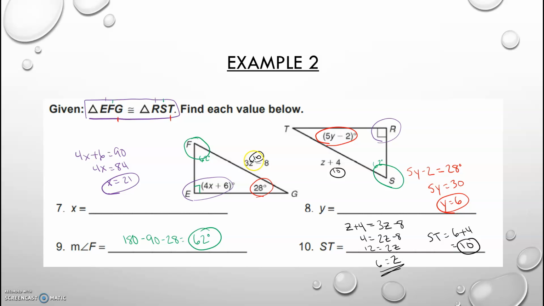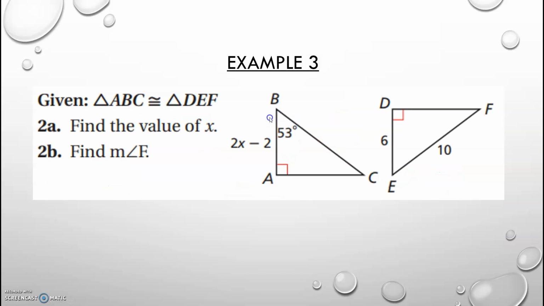All right, so that's using those congruent statements to solve for different things. This is a very colorful slide. All right, same concept here. They give you that congruent statement. Triangle ABC is congruent to triangle DEF. So that tells you all the pieces that are equal.